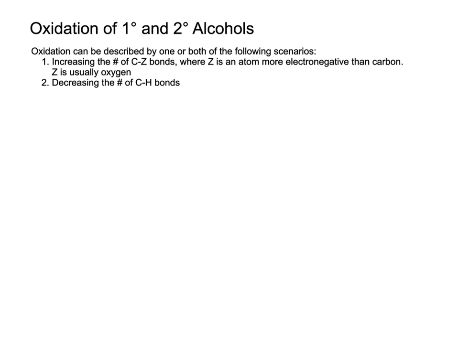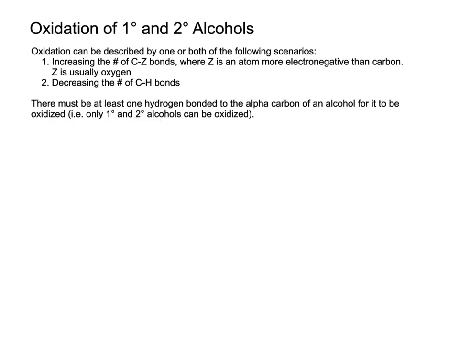Second, we also say that oxidation can be decreasing the number of carbon-hydrogen bonds. Now, when it comes to alcohols, there must be at least one hydrogen bonded to the alpha carbon of the alcohol for it to be oxidized. That is, only primary and secondary alcohols can be oxidized.